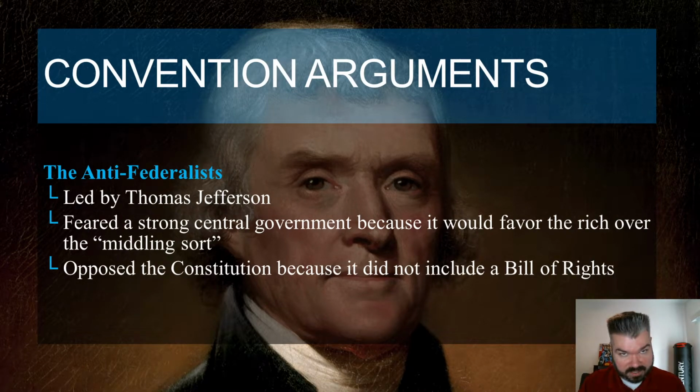So, going back to the Anti-Federalists. The Anti-Federalists, led by Thomas Jefferson, feared a strong central government because it would favor the rich over the middling sort, the middle class. Even back then, we were talking about the middle class. They feared a strong central government would become tyrannical, that it would basically become Britain. We just broke up with the British. Why would we want that same relationship? So the Anti-Federalists feared this strong central government. They opposed the Constitution because it did not include, at the time, a Bill of Rights.